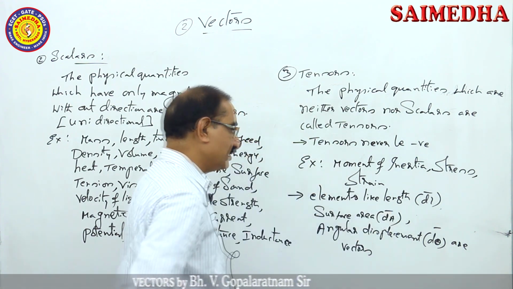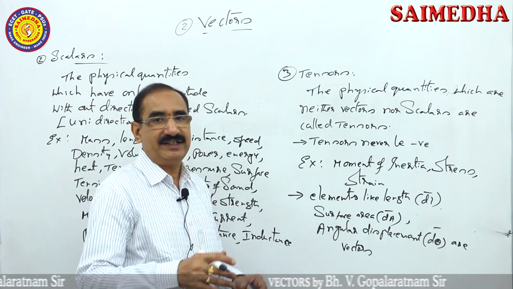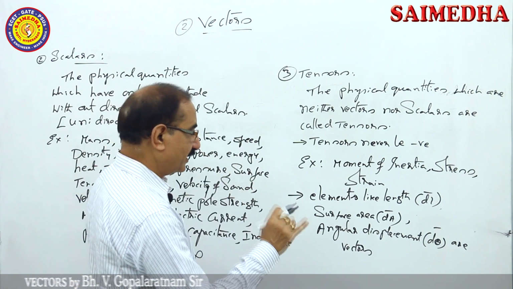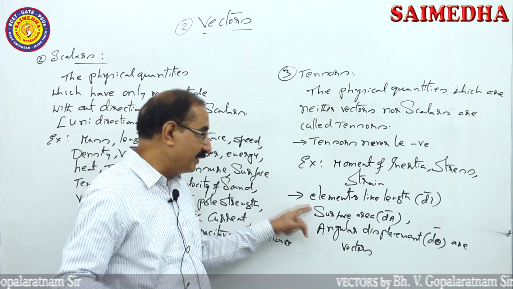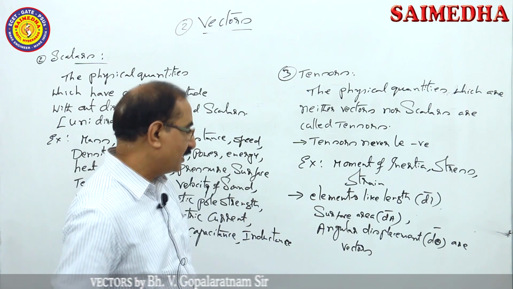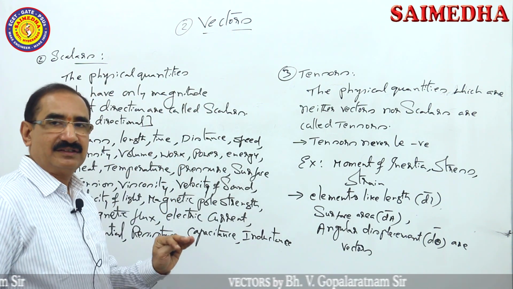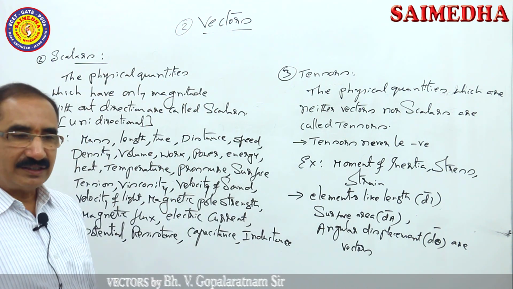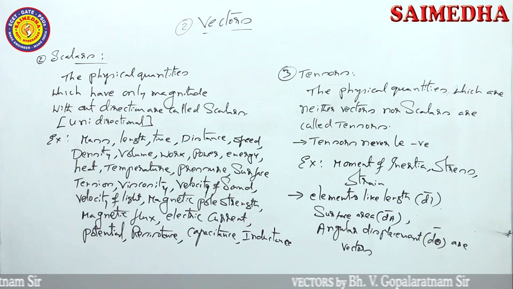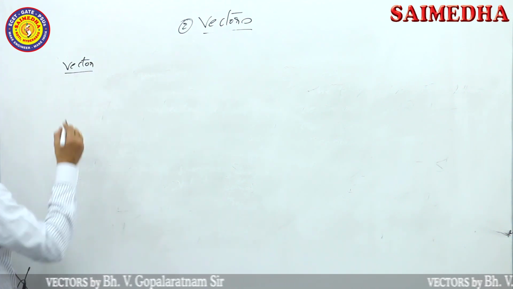When they are large, they are taken as scalars. That means surface area is both vector and scalar. Small area is taken as a vector, large area is taken as a scalar. Elements, small length, small area, small angle are taken as vectors. Like that, we have three types of physical quantities: vectors, scalars and tensors. Now, note down this one. Right. Now, what is meant by a vector?